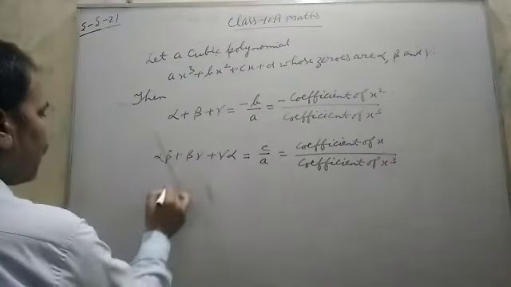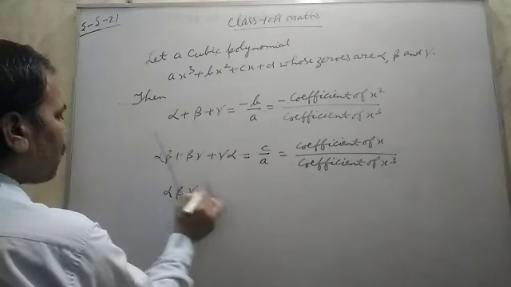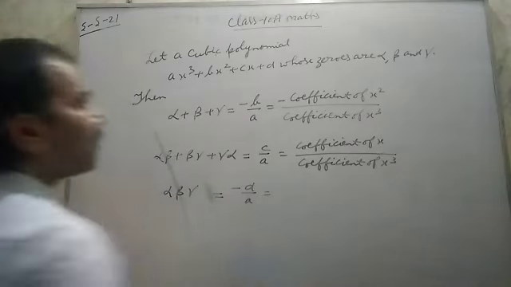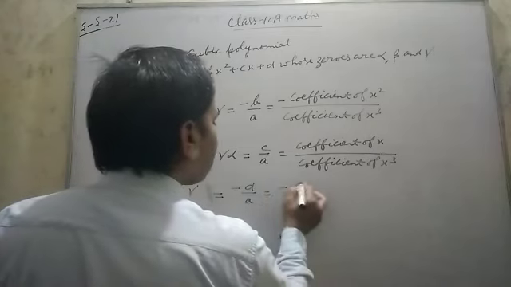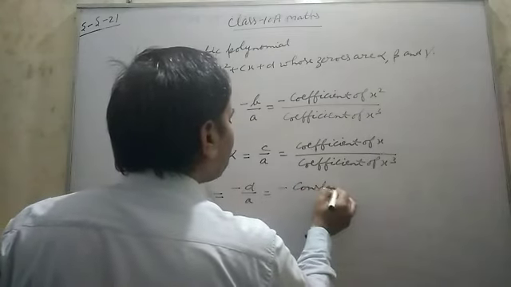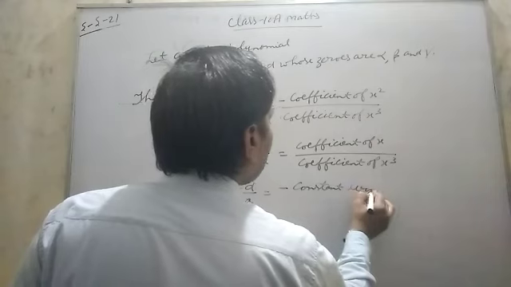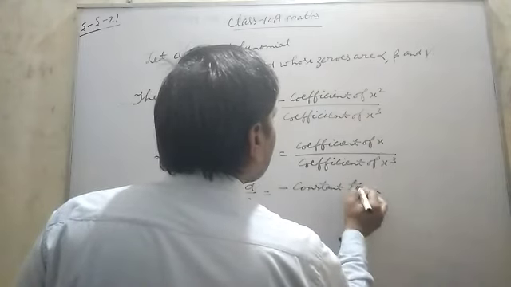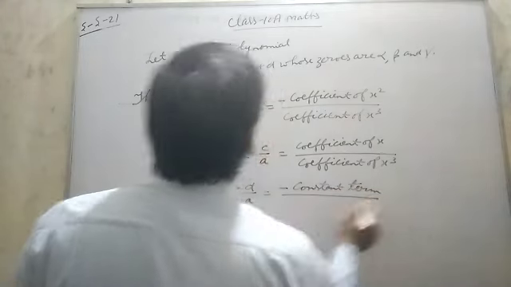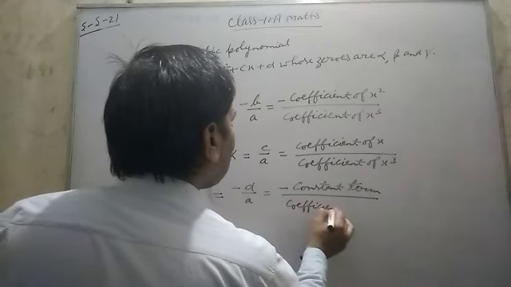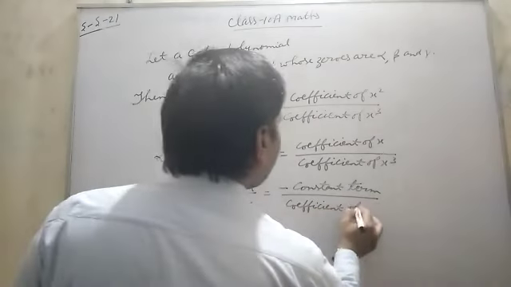Okay, and the product of zeros means alpha beta gamma. So minus d upon a. Okay, so minus constant term, d is the constant term, upon coefficient of x cube.